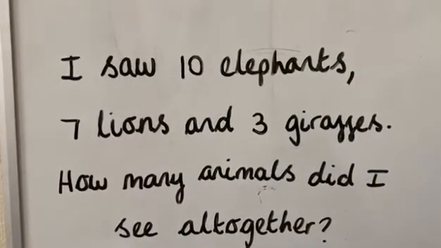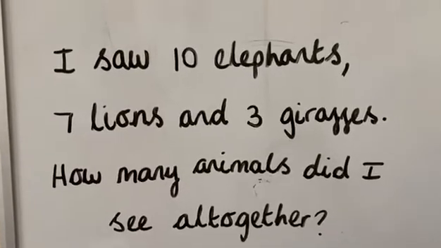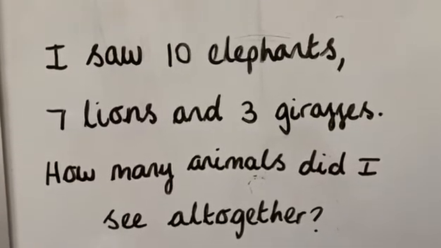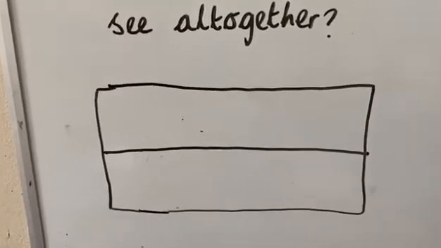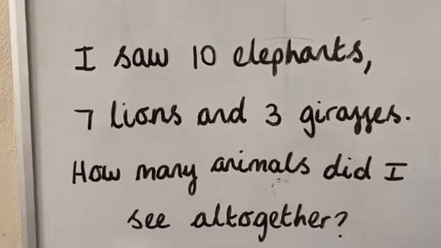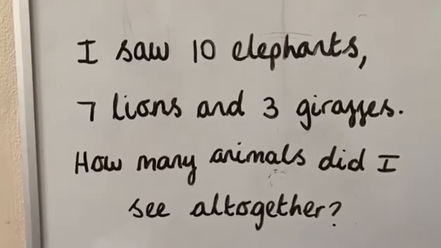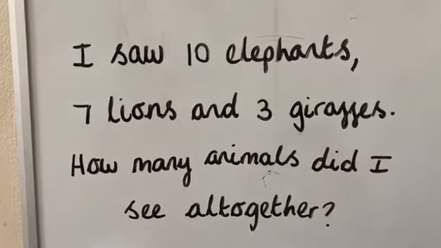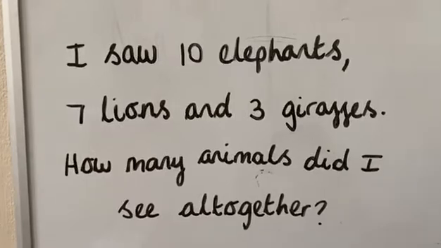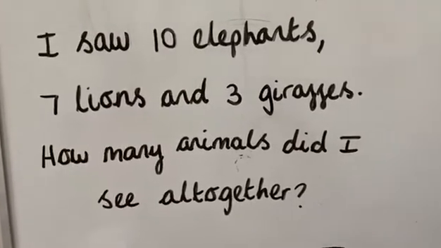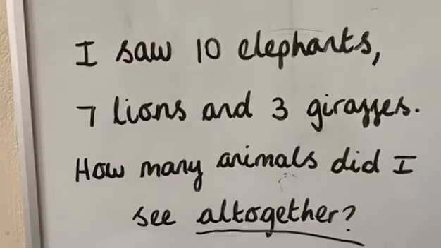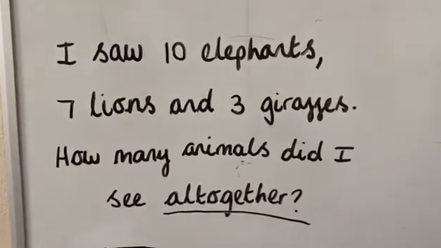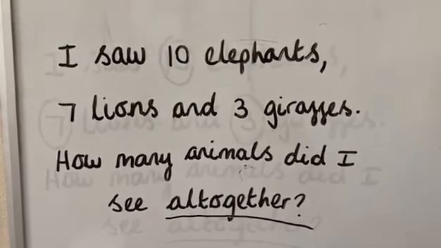You can help me with this next job. I've got a word problem on the board, and I need to work it out and then show my answer in the bar model. It's blank at the moment. Let's read our problem. I saw 10 elephants, 7 lions and 3 giraffes. How many animals did I see altogether? Now, I've got the word altogether in my problem here. That tells me we're going to be adding these numbers together.